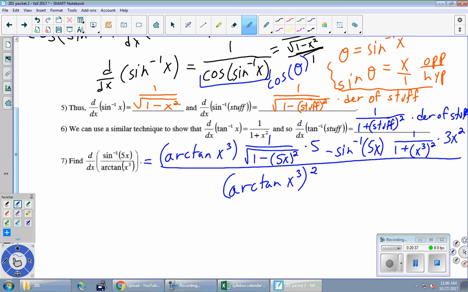I'm done. You can keep going if you want. I don't want you to keep going. Okay, that's it. Quotient rule, but inside the quotient rule, we had new inverse sine derivative and new inverse tan derivative. Any questions on either of those? Okay, activity is on the next page. Let's jump in.